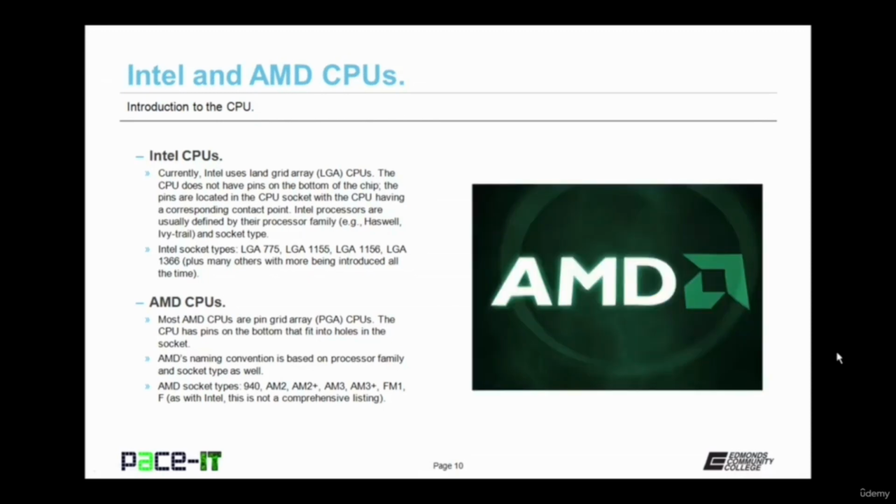Now let's move on to Intel's main competitor, AMD. Most AMD CPUs are pin grid array CPUs, PGA CPUs. The CPU has pins on the bottom that fit into holes on the socket. AMD's naming convention is also based on processor family and socket type as well. Some AMD socket types that you'll see are the 940, the AM2, the AM2 Plus, the AM3, the AM3 Plus, the FM1, and the FM2. As with Intel, this is not a comprehensive listing, plus there are more being created all the time.